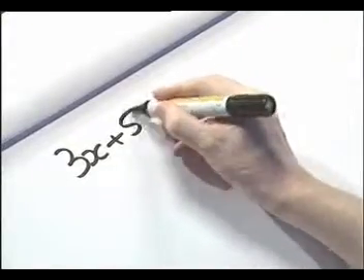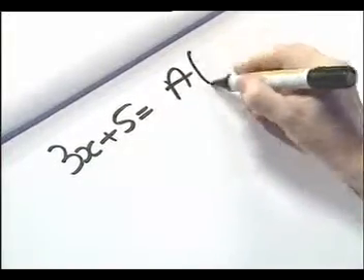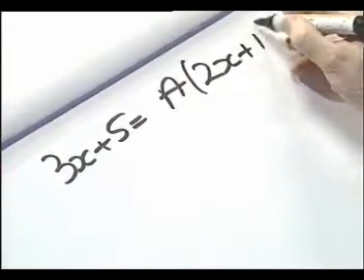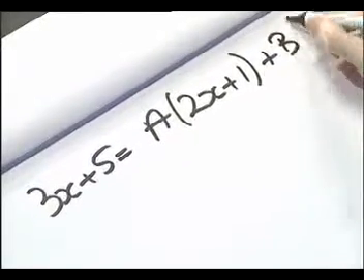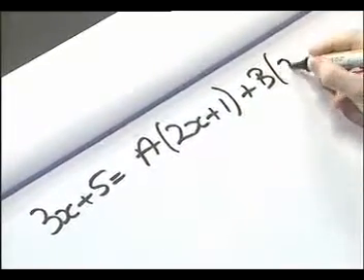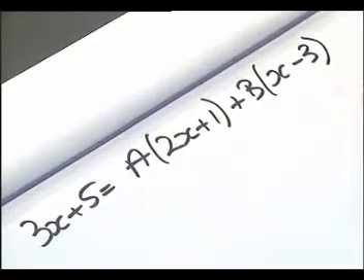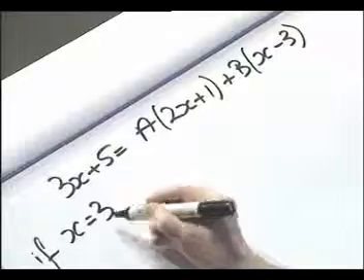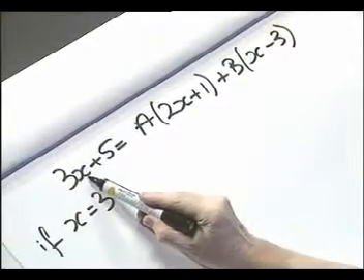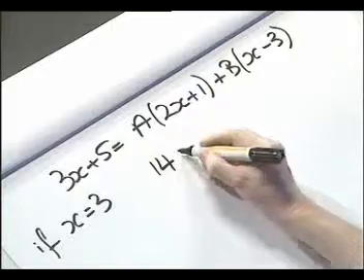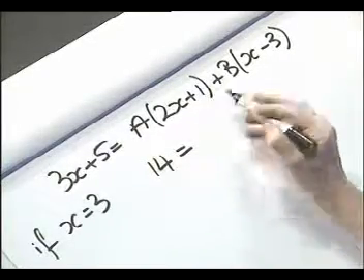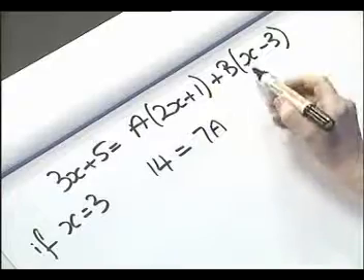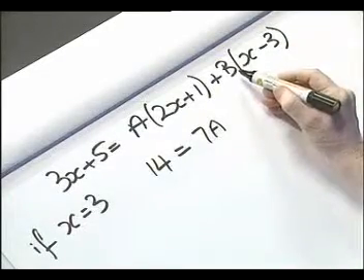I'll write this line in again. 3x plus 5 equals a times 2x plus 1 plus b times x minus 3. This time I want to try and find a, so I'm going to put x equal to 3. If x equals 3, we have 3 3's are 9 plus 5 is 14. 3 2's are 6 plus 1 is 7. That is going to be 0, so b will disappear.